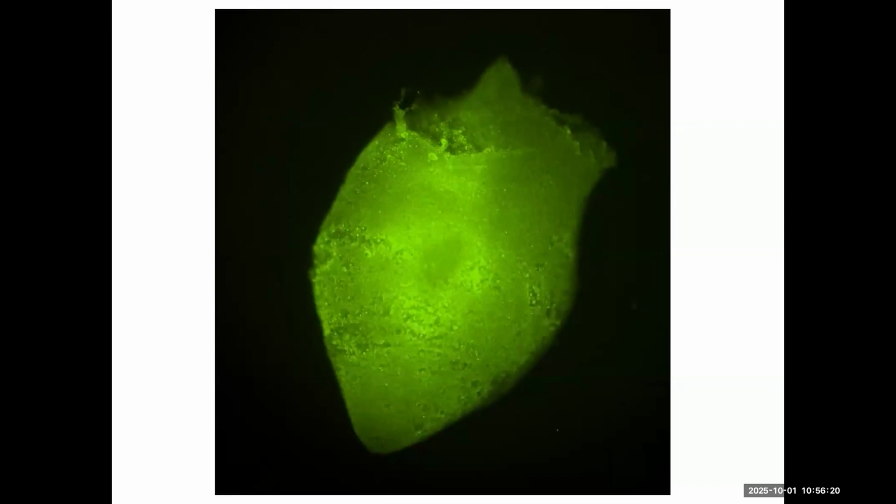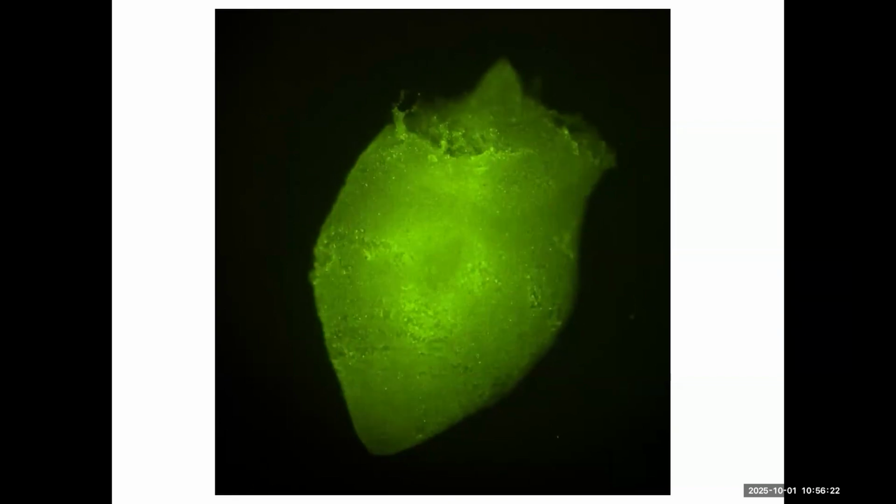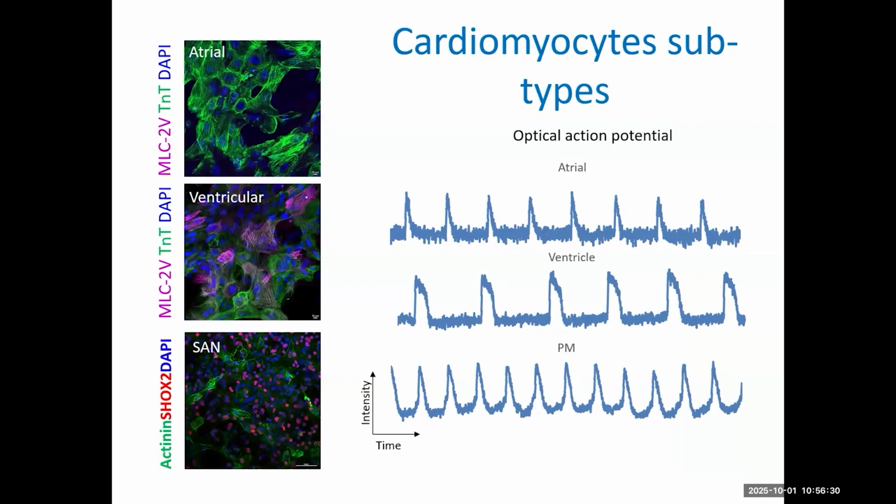Now we have these hearts, but they're made of a mixed population of heart cells because we did not control the differentiation process to cardiomyocytes. So what we decided to do next was to differentiate to different cell types: the atrial cells, the ventricular cells, and the pacemaker cells. Initially, we wanted to first evaluate whether the pacemaker cells can control the contraction.